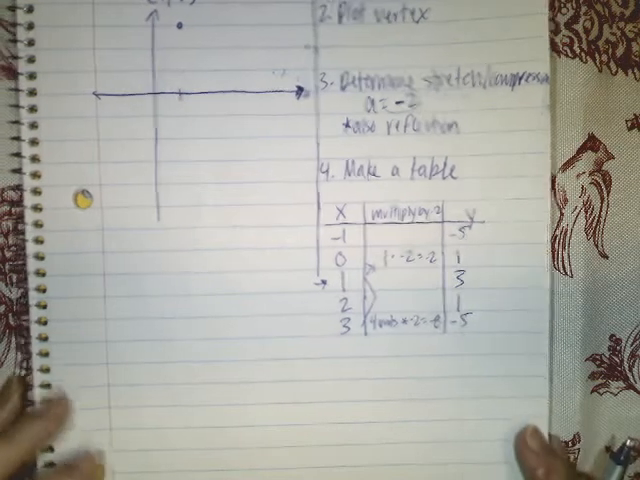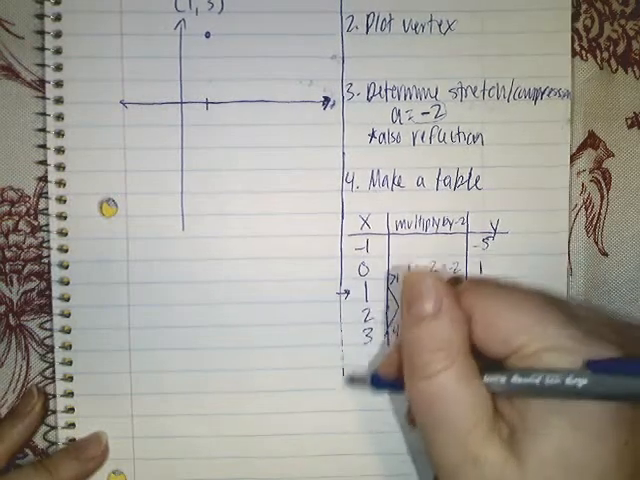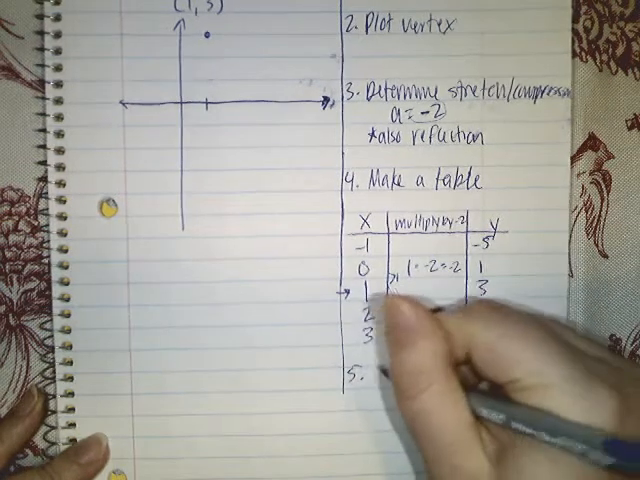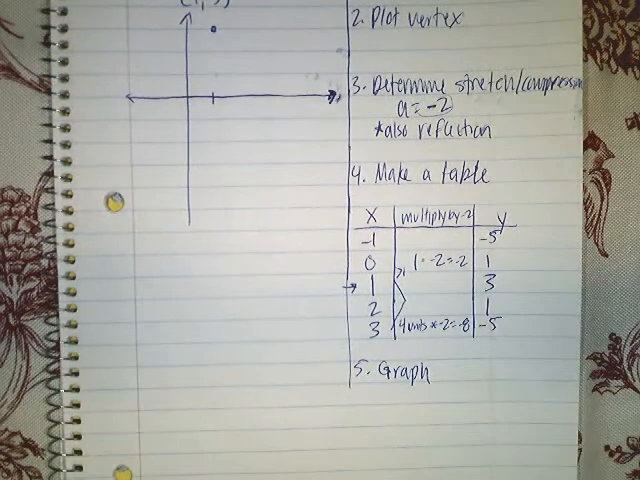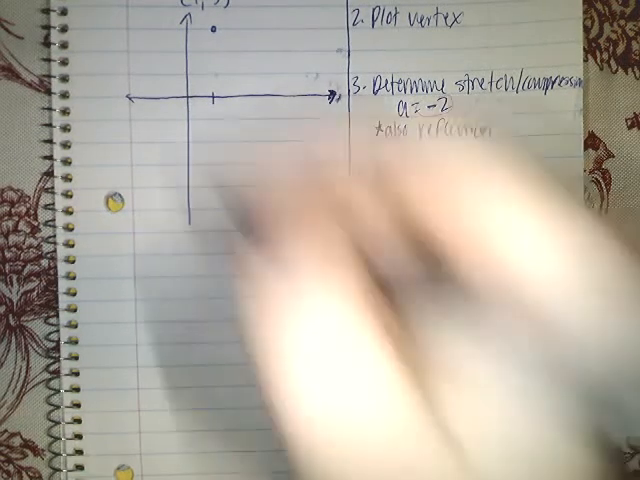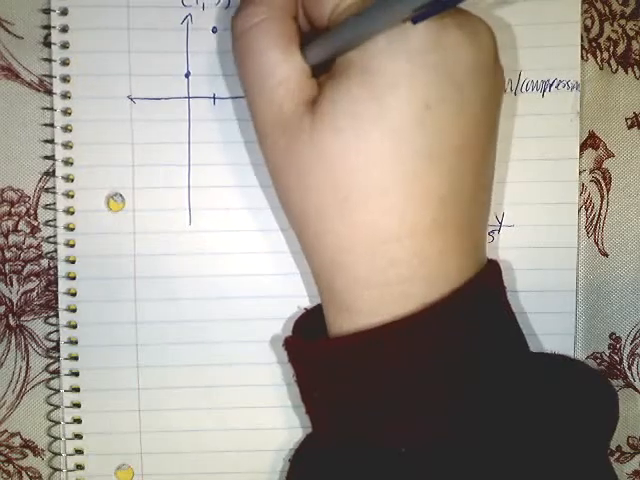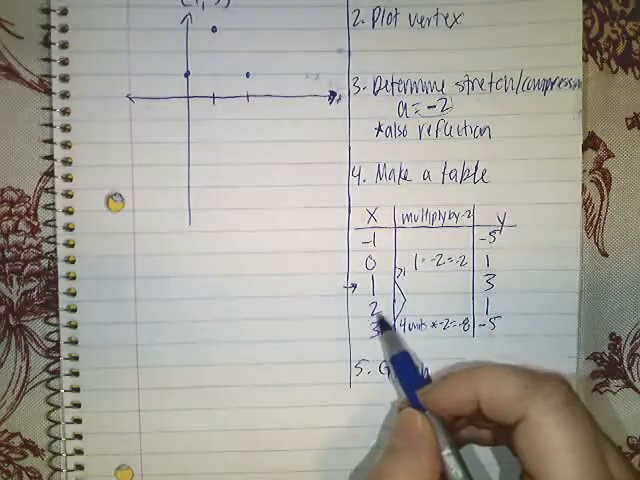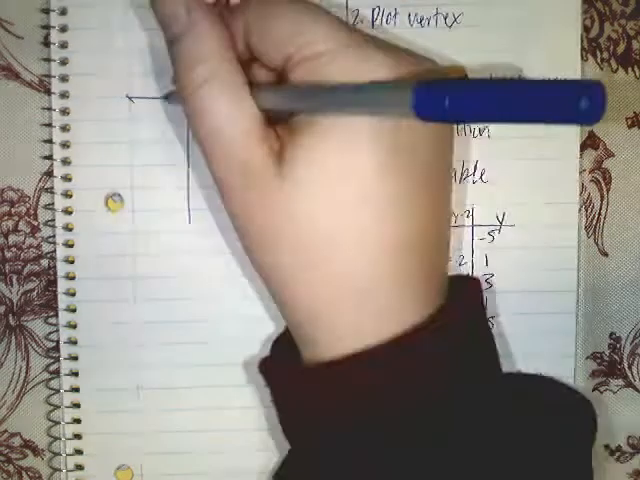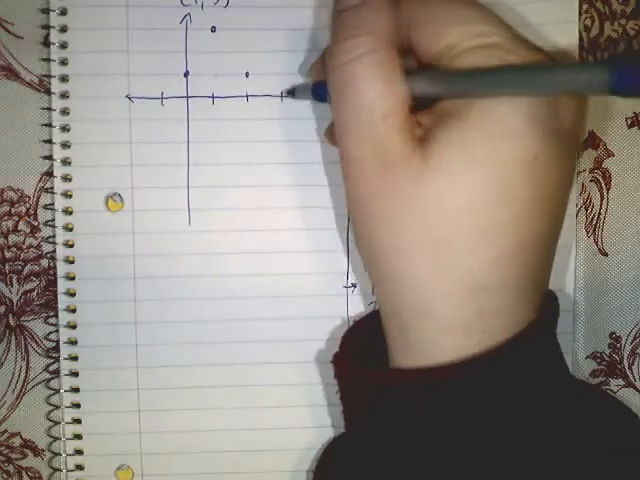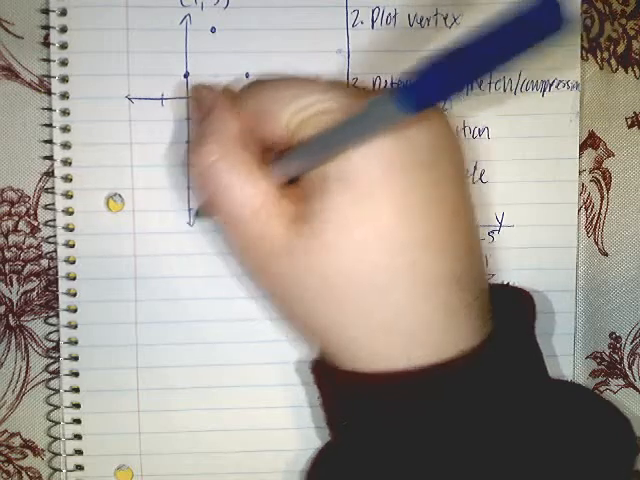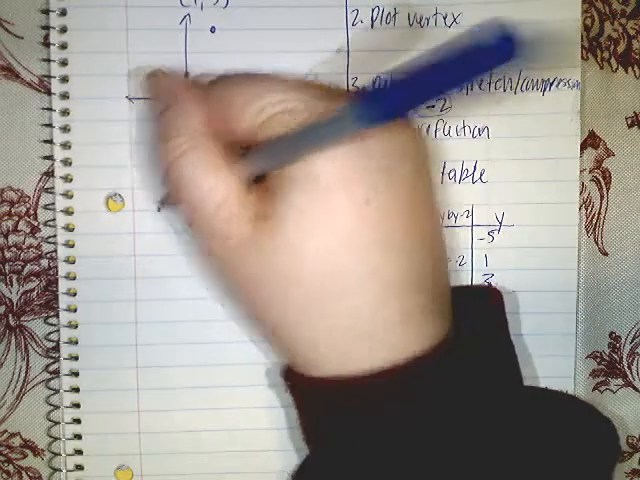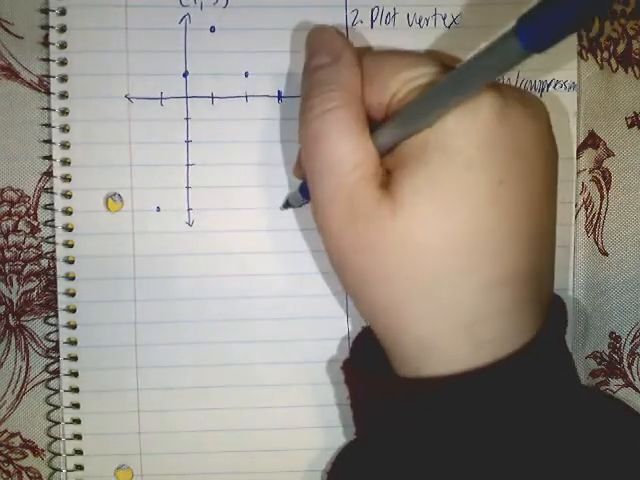So now I can go ahead and graph. So I'm going to draw my other points. I have 0, 1, and 2, 1. And then I have -1 and 3. That's a little too far. 1, 2, 3, 4, 5. So this one will be down here, and this one will be down here.